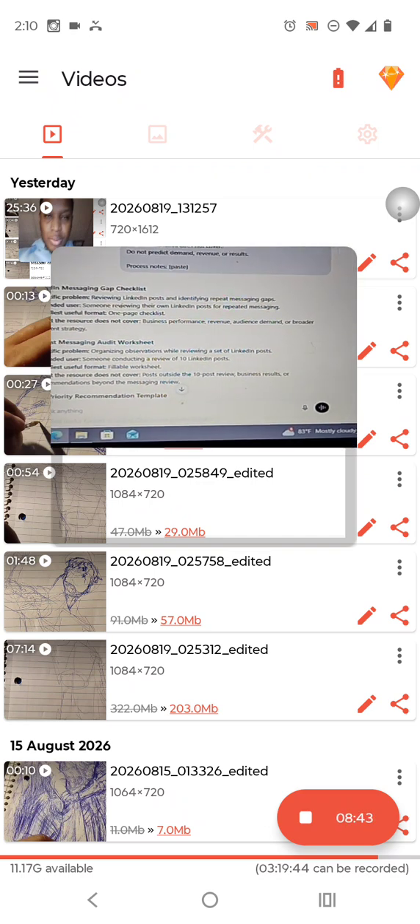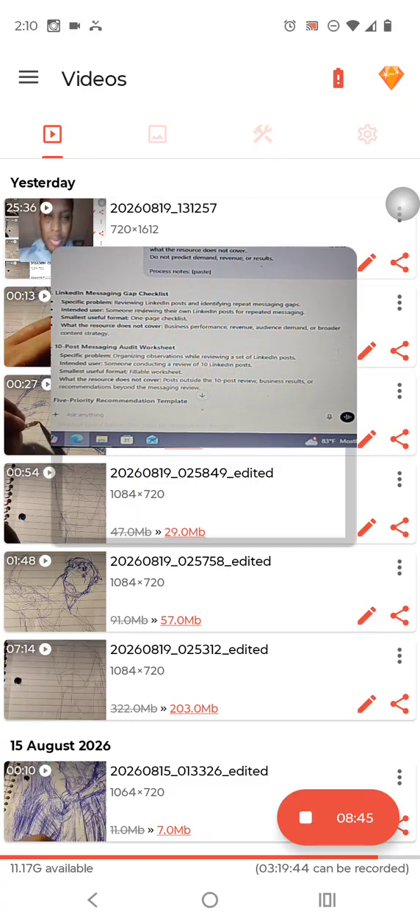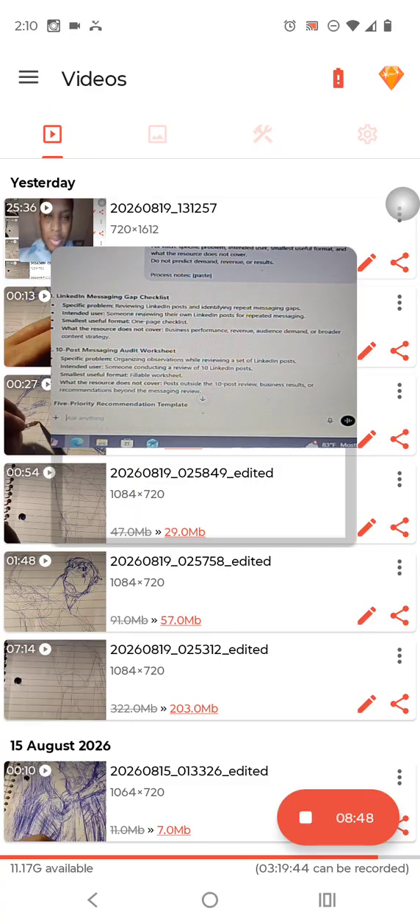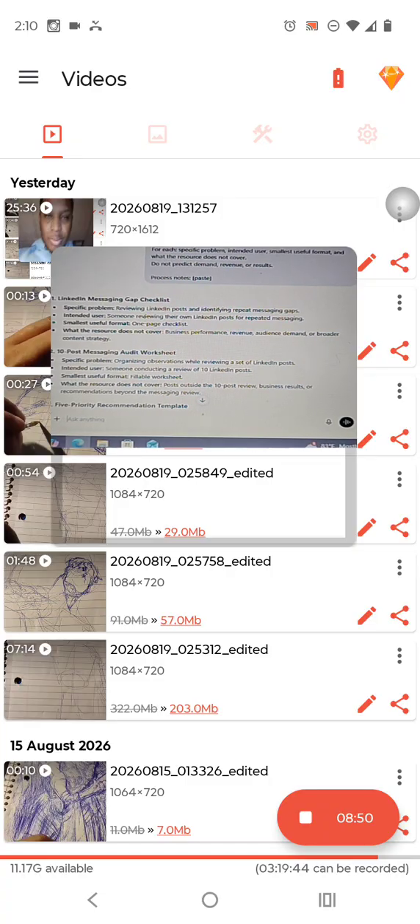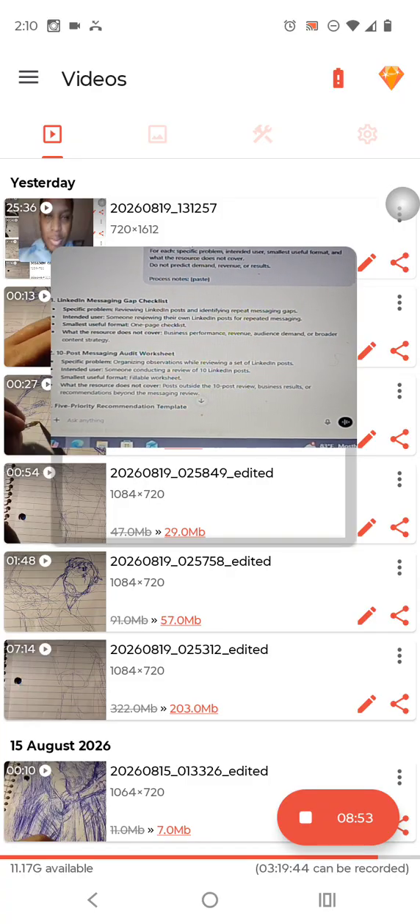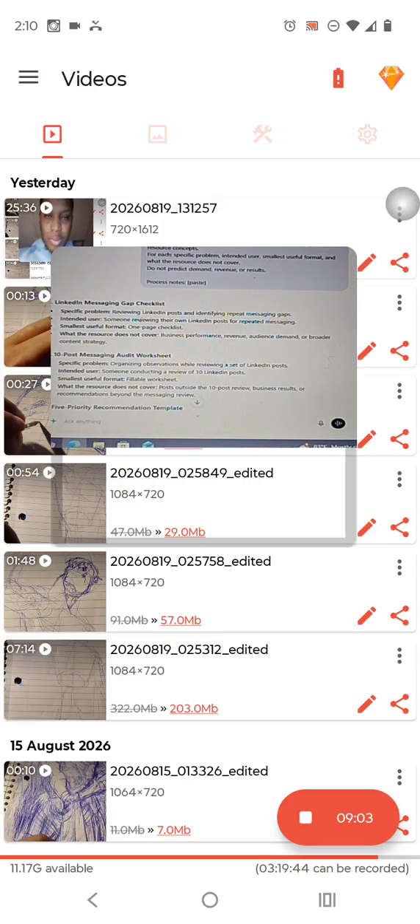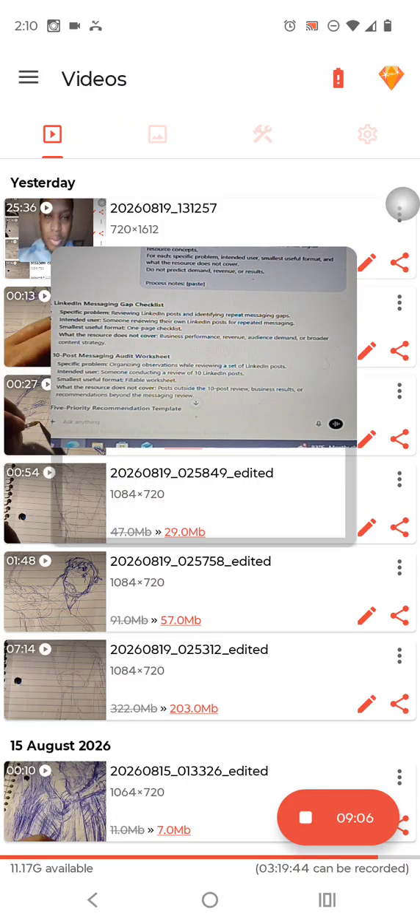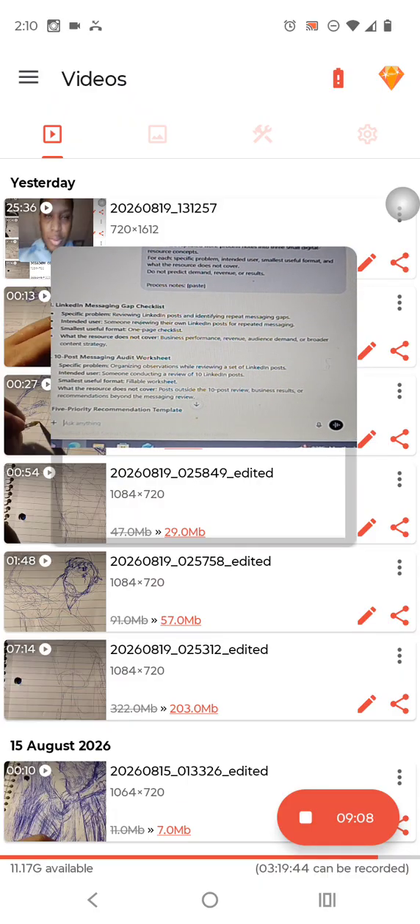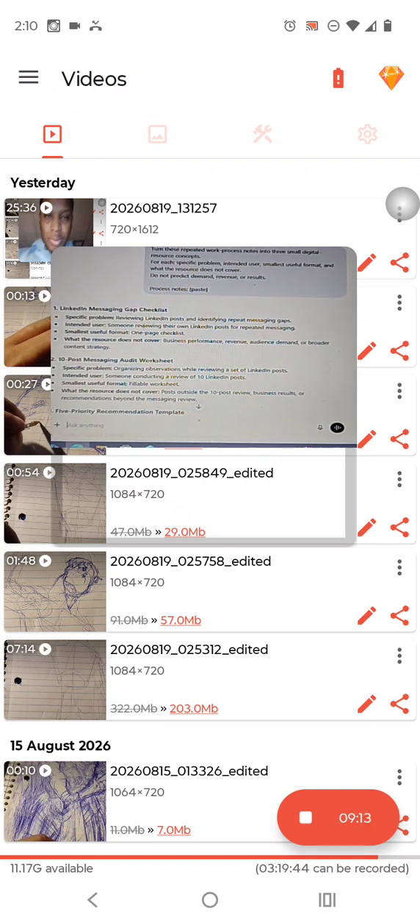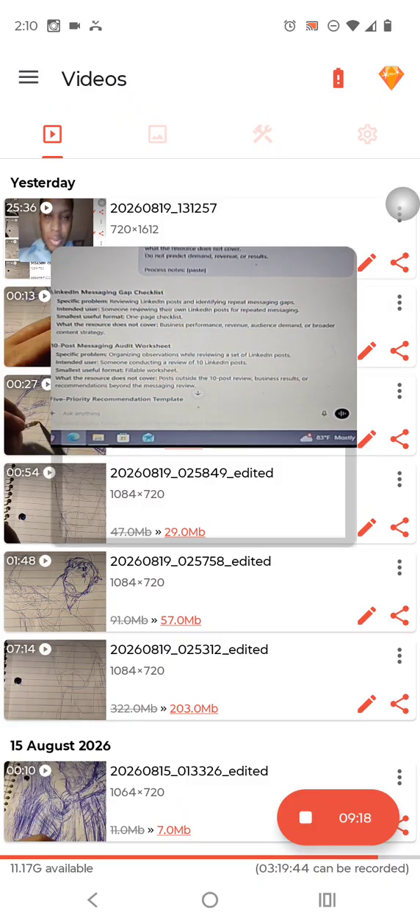So for the answer, the first thing it was asking about was the link. Okay, so here's the thing: LinkedIn messaging gap checklist. So the specific problem is reviewing LinkedIn posts and identifying repeat messaging gaps. The intended user is someone reviewing their own LinkedIn posts for repeated messaging. The smallest useful format is a 1-page checklist. And what the resource does not cover, it does not cover business performance. It does not cover revenue. It does not cover audience demand. And it does not cover a broader content strategy.